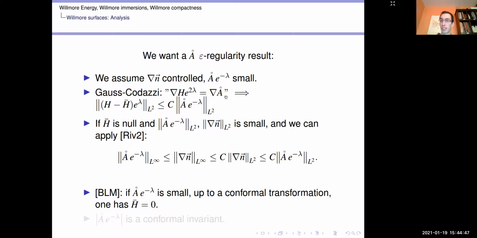If the trace-free part is small in L2, up to a conformal transformation, we can have H bar equal to 0. So we are no longer just almost CMC, we are almost minimal. And we are in the previous case. So up to a conformal transformation, we can go to this case. But why is it interesting? Well, remember what I told you in the first section, A naught E minus lambda is a conformal invariant. So this inequality was true after conformal transformation, but since it is a conformal invariant, it was true before the conformal transformation.